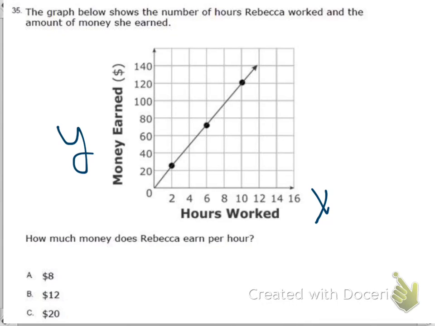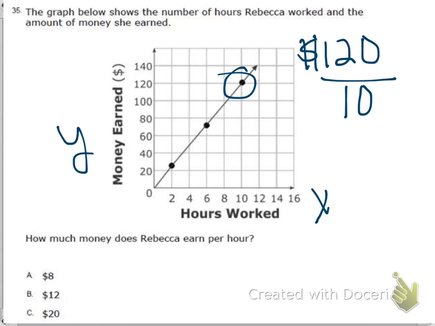So let's find a nice even one. So in 10 hours, she makes $120. That's very easy to see on this graph. So how much does she make for 1 hour? There's a lot of ways to do that. I think most of you can do it without doing any math at all, but you could do a proportion. You could find the unit rate by dividing 120 by 10, but the answer is 12. Okay, I think we need to do one more for this video.